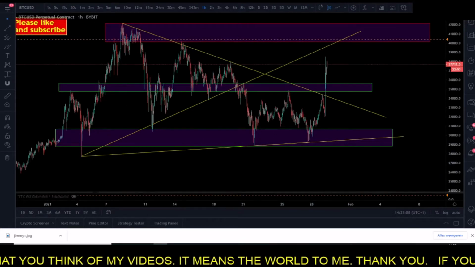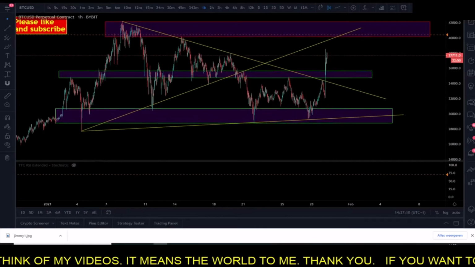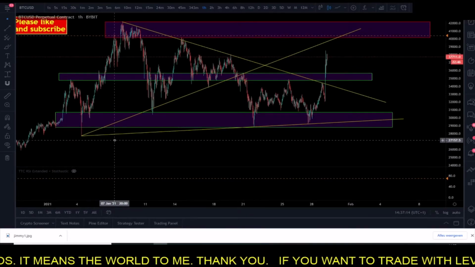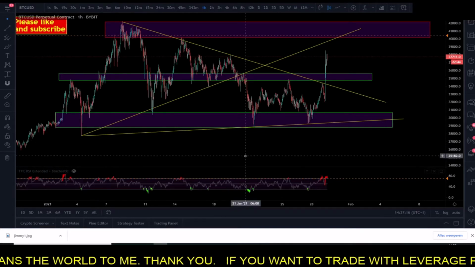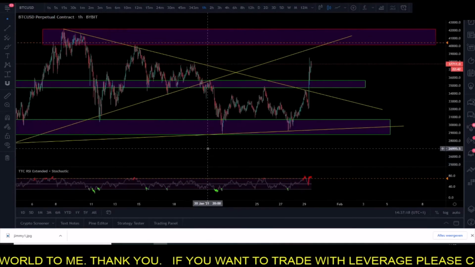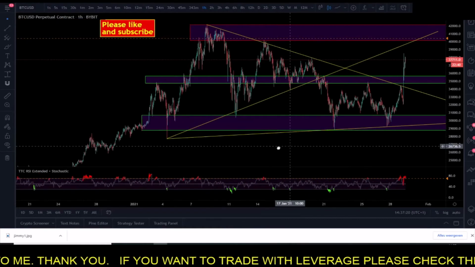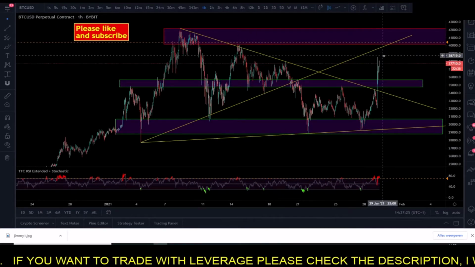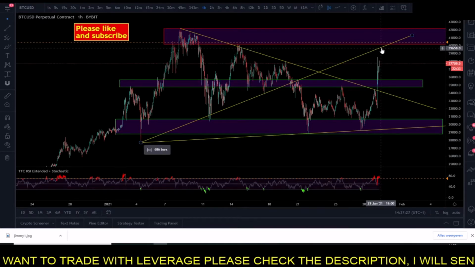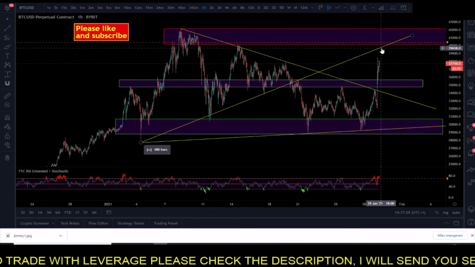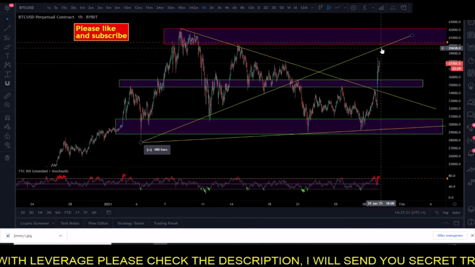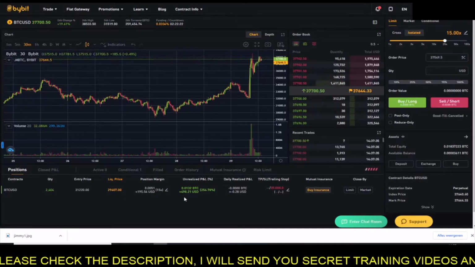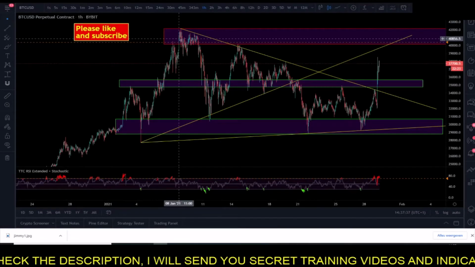I added my RSI, which I showed in, I guess, two videos ago. So I'm going to show you this one. So what can we see right now? We know that here above is a huge resistance. So that is probably going to be my take profit zone. I am in a trade, I'm up about $500 US.